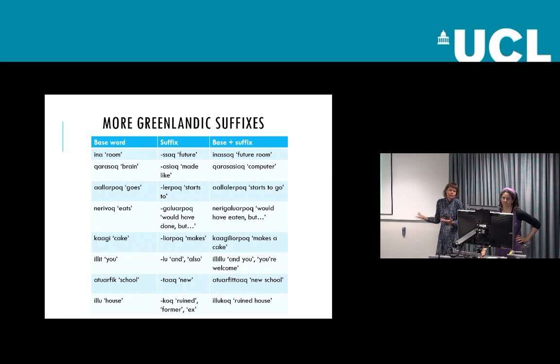And then we have ahlarpok, which we saw before, meaning goes. And then you have the suffix lerpok, starts to. So ahlarpok starts to go. So that's something else that you can incorporate into a single word.